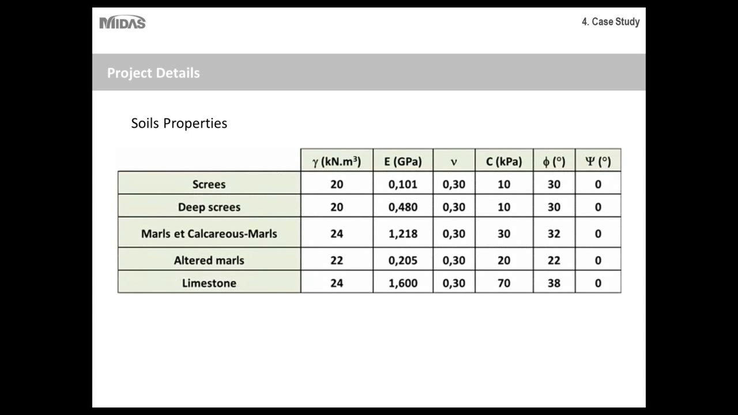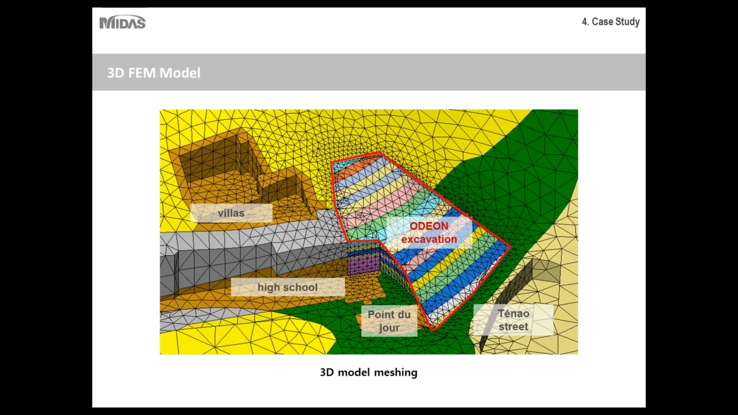These were the soil properties that were used. These are the names of the five different soil layers that were found on those sites. And the Mohr Coulomb model was actually used for simulating the constitutive behavior of these soil layers. We didn't use modified Mohr Coulomb at this site, because Mohr Coulomb was sufficient to give the accurate results that were needed.